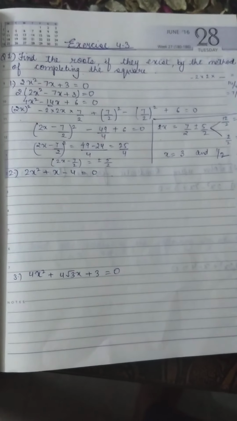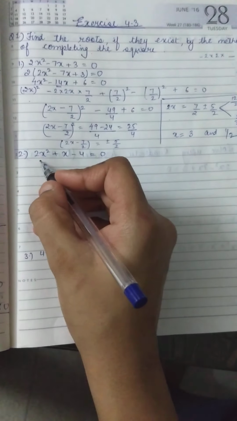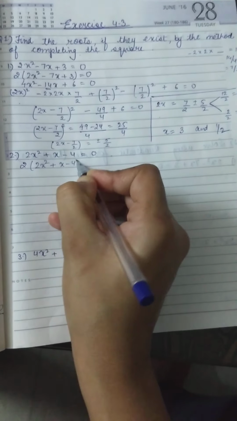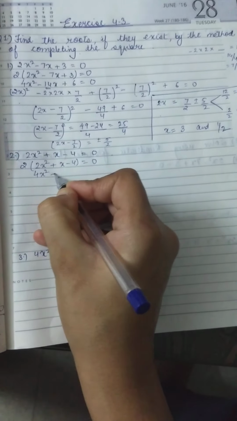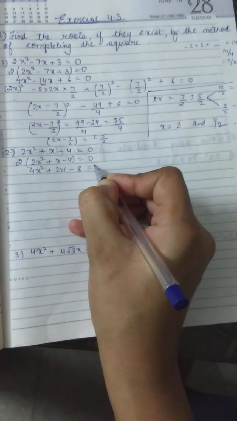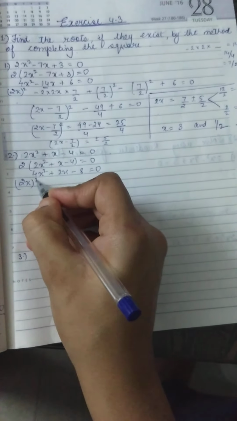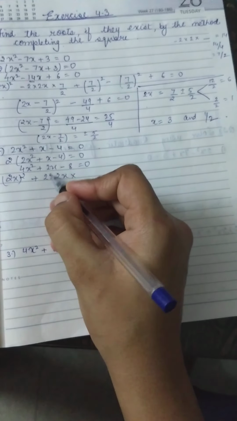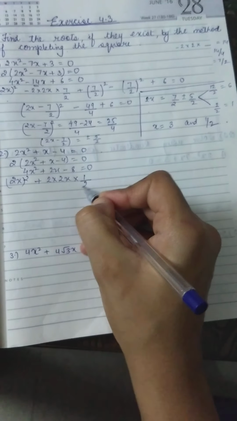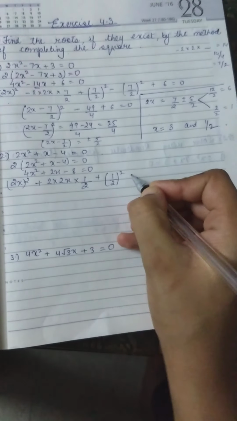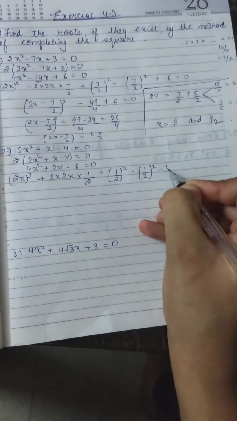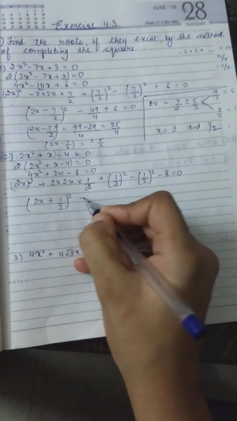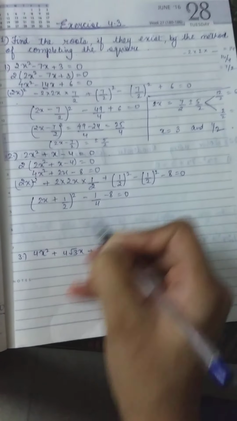Next, 2x square plus x minus 4 is 0. Similarly, I'll multiply the equation by 2. So this becomes 4x square plus 2x minus 8 is equal to 0. Make this a complete square: 2x whole square plus 2 into 2x into, we have to make it 2x, so I'll add and subtract half square. Now see, this becomes 2x plus half whole square minus 1 by 4 minus 8 is equal to 0.